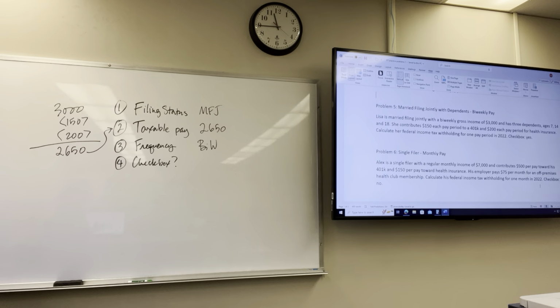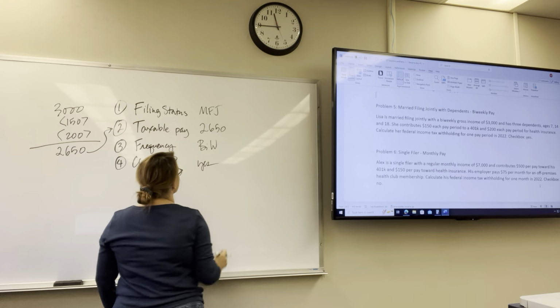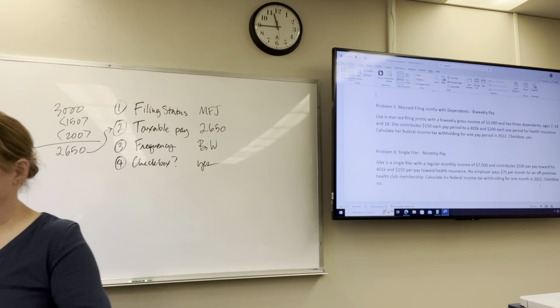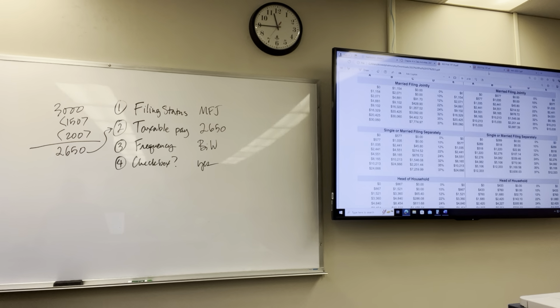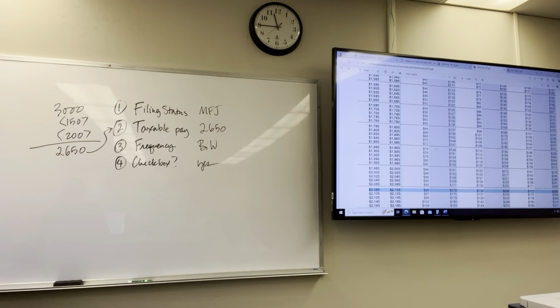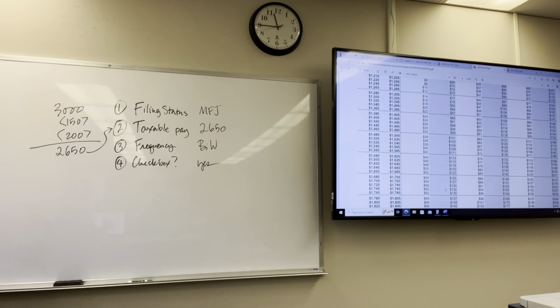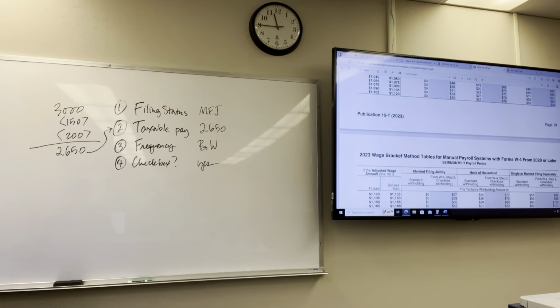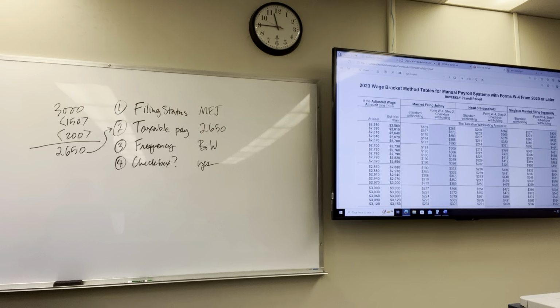And like I said, it says 2022, but we're talking 2023. And then checkbox yes. All right. So let's take a look. So $2,650 for bi-weekly pay. We're on semi-monthly here, we want bi-weekly. It is between $2,640 and $2,670.